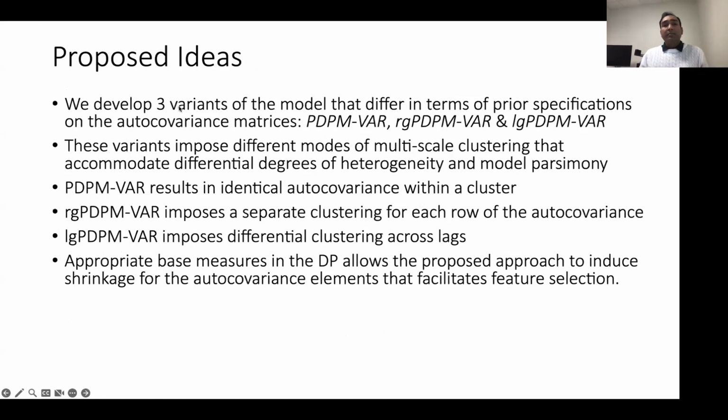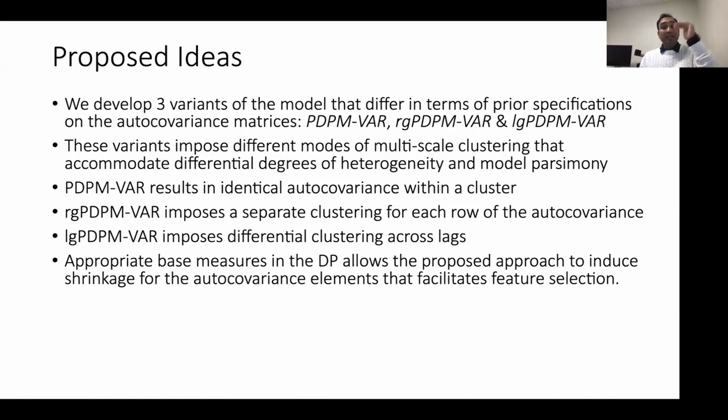So we actually end up developing 3 variants of the model that differ in the scope of clustering and the scope of heterogeneity. The first one is the PDPM VAR model, then the row generalized, the RG-PDPM VAR model, and then the lag generalized RG-PDPM VAR model. So the PDPM VAR model is the simplest case, where we separately cluster the autocovariance matrix and then the covariance matrix sigma, right?